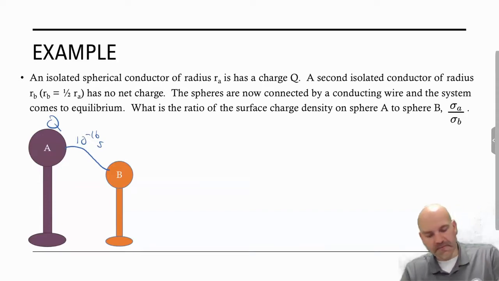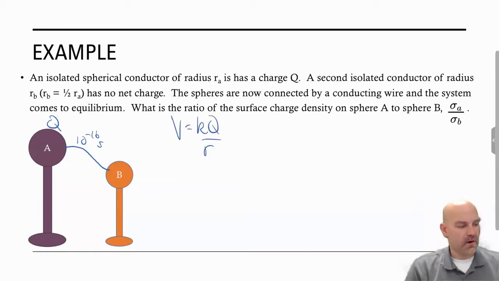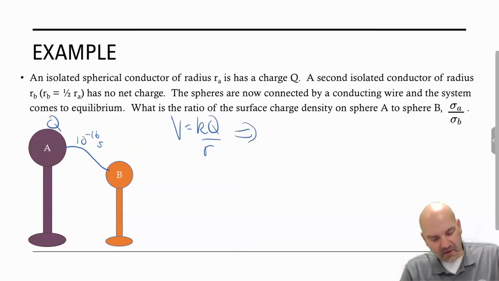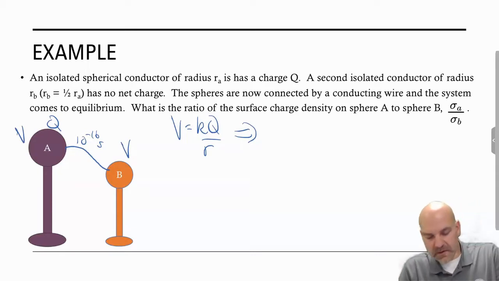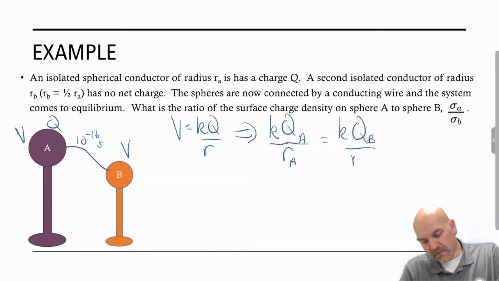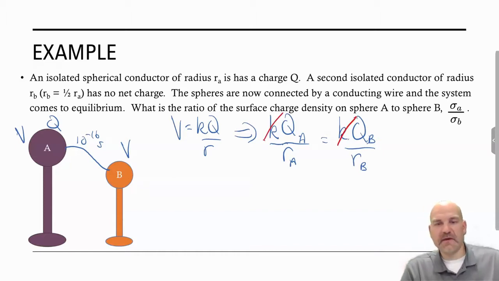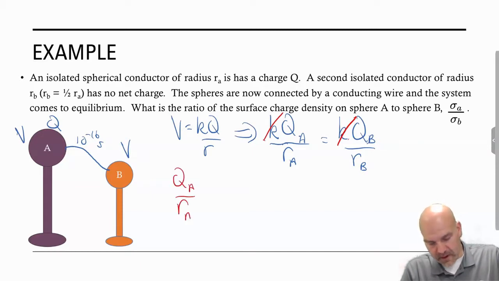Okay, so let's look at the electric potential equation, V equals KQ over R. And so that allows us to say, we know in that 10 to the negative 16 seconds, V is going to be equal. So KQA over RA is going to equal KQB over RB, right? And so right here we can automatically cancel out K because that's the same value. So we would have QA over RA equals QB over RB.